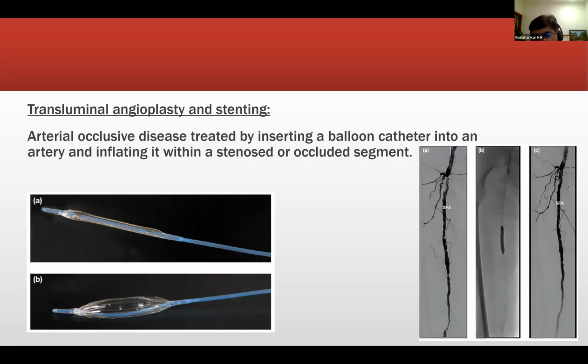Praveen, very basic question. How do you identify the superficial femoral artery and the profunda femoral artery? Which is medial, which is lateral, and how do you identify them?